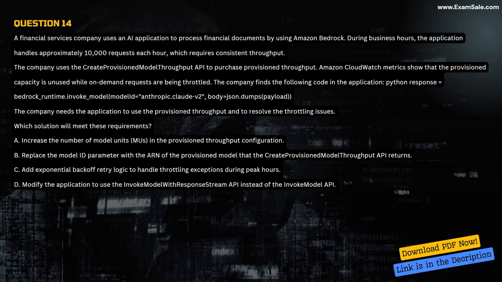A. Increase the number of model units (MUs) in the provisioned throughput configuration. B. Replace the model ID parameter with the ARN of the provisioned model that the CreateProvisionedModelThroughput API returns. C. Add exponential back-off retry logic to handle throttling exceptions during peak hours. D. Modify the application to use the InvokeModelWithResponseStream API instead of the InvokeModel API.